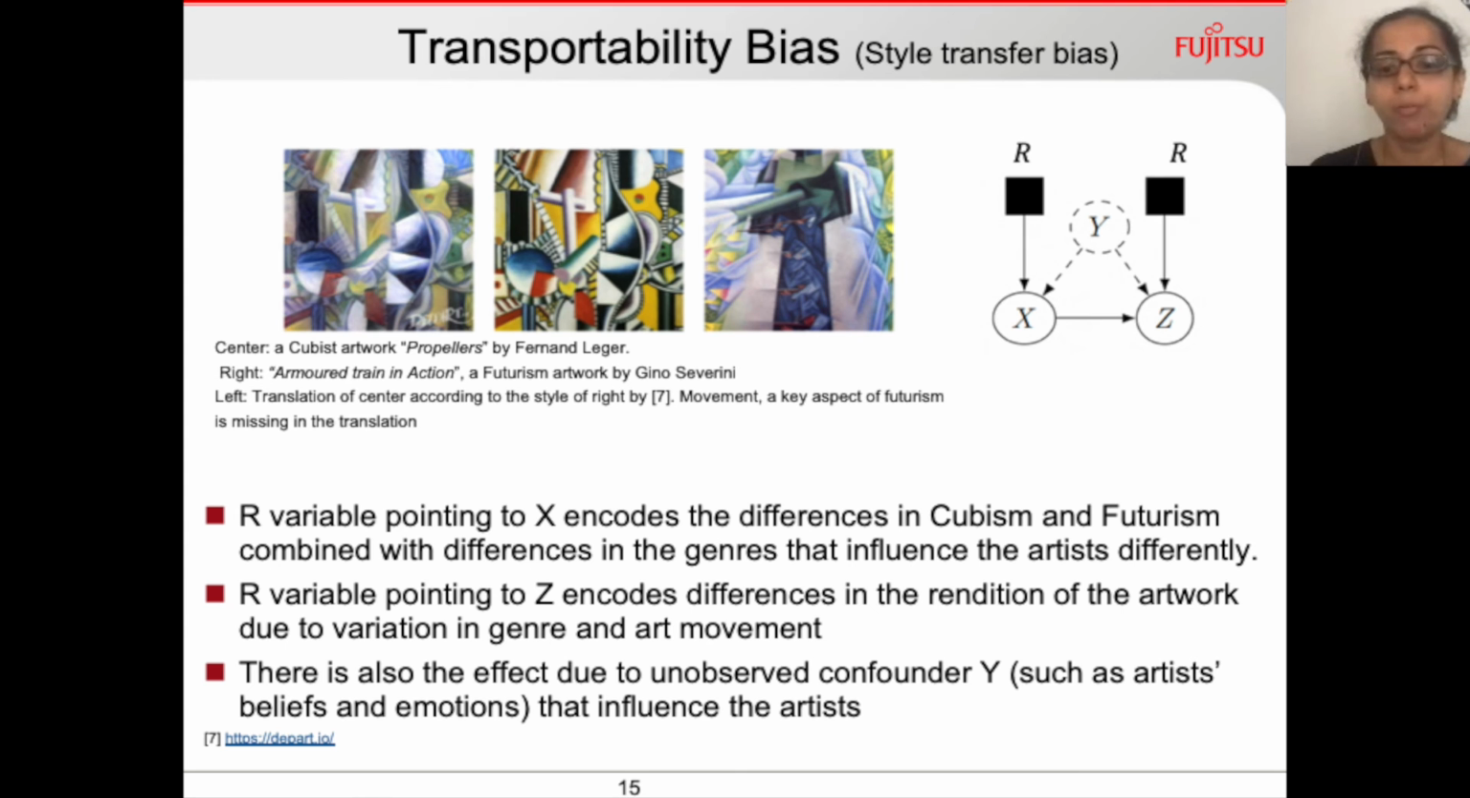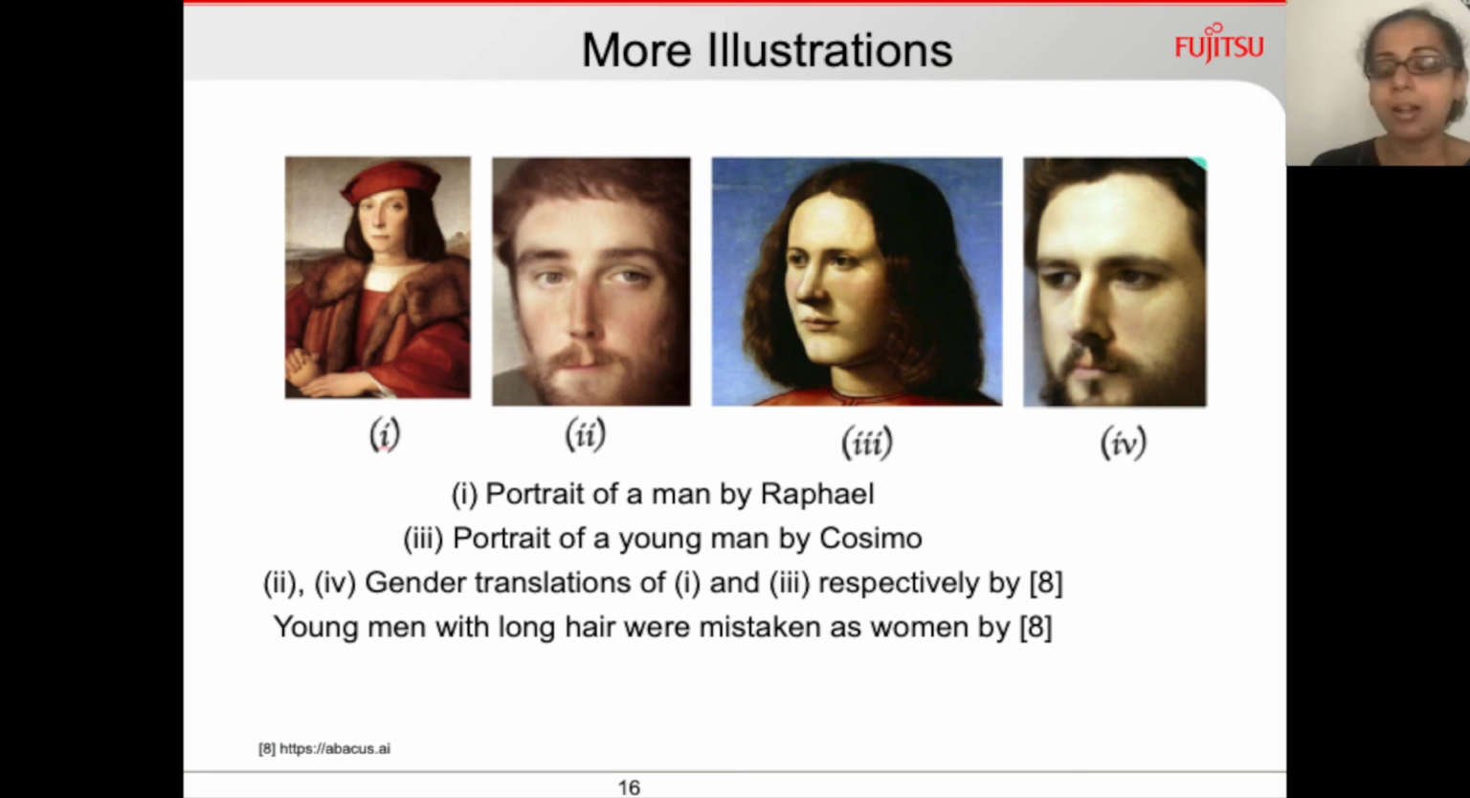And these variables show the differences in the environments. In this case, the environments are the two art movements, and under what circumstances the causal effects from one environment can be transferred to the other or not. So this is another example of style transfer bias, and this shows how certain cultural subtleties associated with different regions can be overlooked in style transfer.